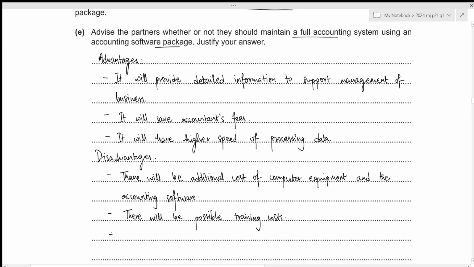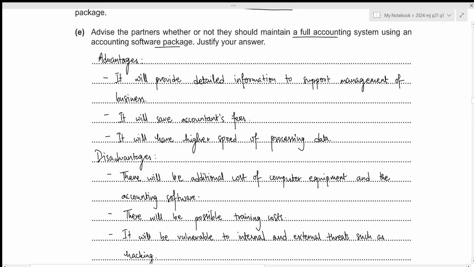And the third disadvantage is that it is vulnerable to internal as well as external threats such as hacking. So it will be vulnerable to internal and external threats such as hacking.